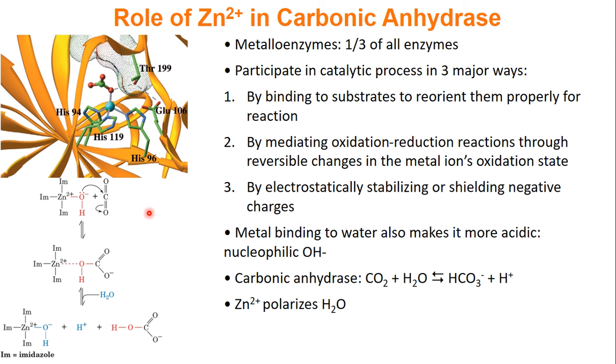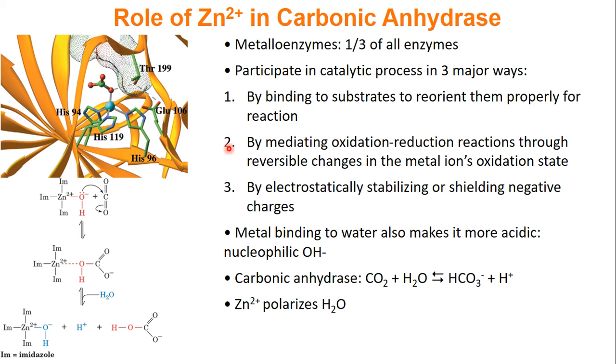So let's look at some cofactors and their relation to mechanism. So let's look at metal enzymes or metalloenzymes, and a third of all the enzymes we know of have a metal ion that it uses for a cofactor. And these metal ions help in 3 major ways. 1, they'll bind your substrate and orient them properly in relation to the other amino acids for your reaction to take place.